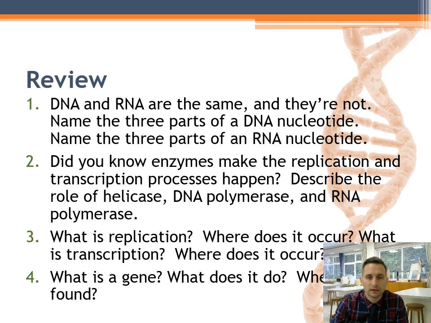Replication is the copying of DNA, and it occurs in the nucleus. Onto number 3. Transcription is making a copy of DNA, a copy of the DNA template in the form of mRNA, and it also occurs in the nucleus. And then number 4, a gene is just a section of DNA that codes for a protein. Where are genes found? Well, they are found in the DNA. So if you're good with those questions, you're in a really good spot. If not, I would definitely go back and review those.